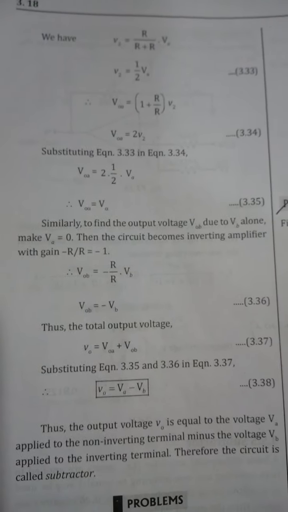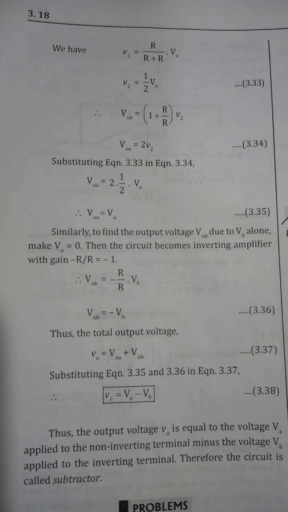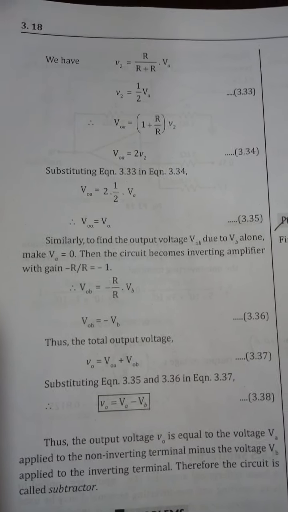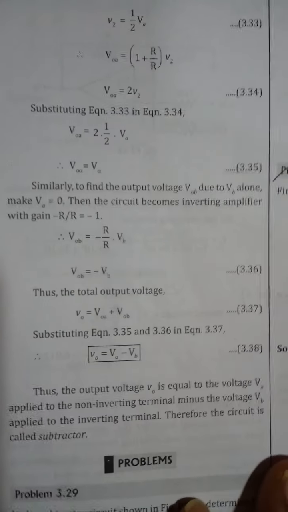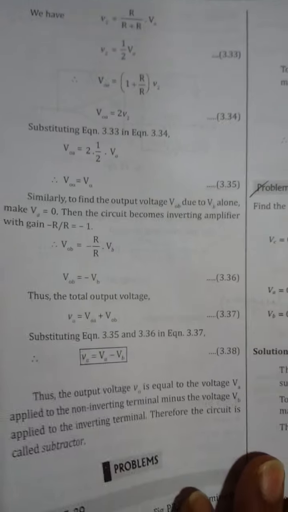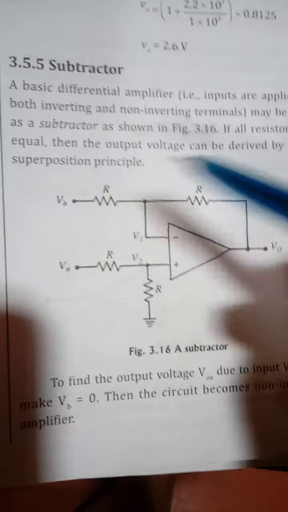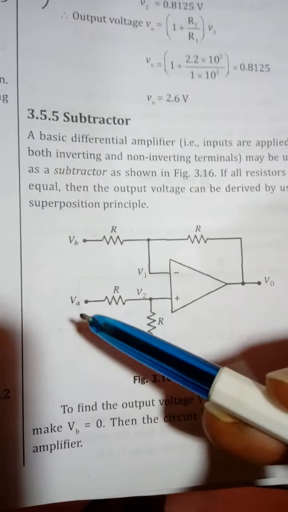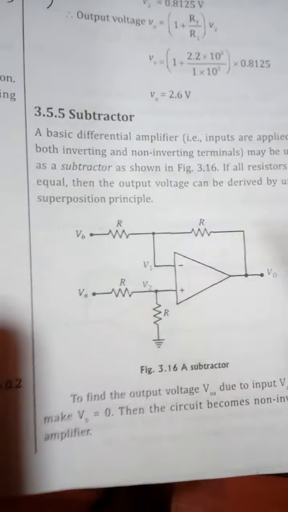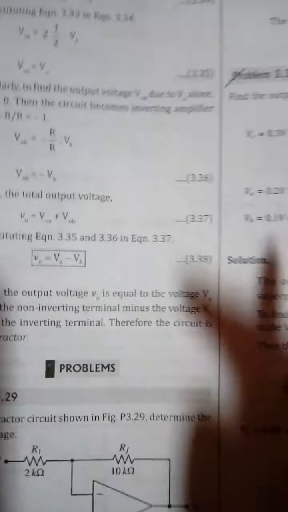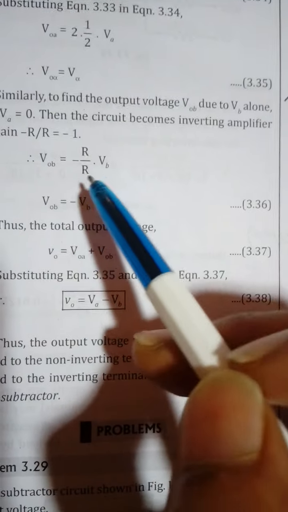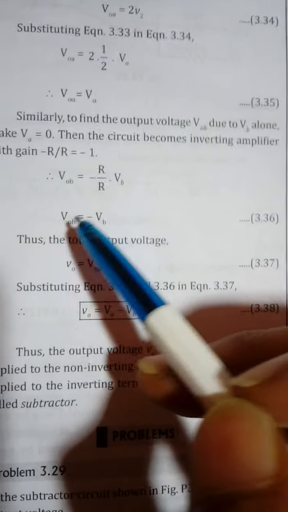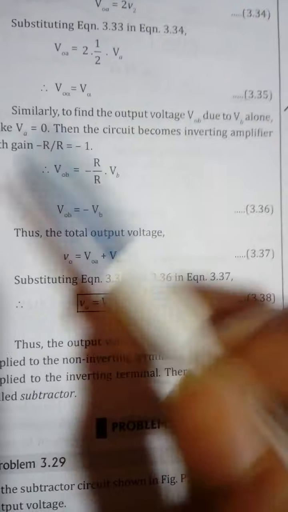Similarly, to find the output voltage V0B due to VB alone, make VA as 0. First you made VB as 0, now you are making VA as 0. The circuit becomes an inverting amplifier with gain minus R/R, which is equal to minus 1. Earlier you made this 0 and calculated the output only because of VA, and now you are making this 0 and calculating the output voltage because of VB. So the gain will be minus R/R, equal to minus 1. Therefore V0B is equal to minus R/R into VB, so V0B is equal to minus VB, a negative voltage.